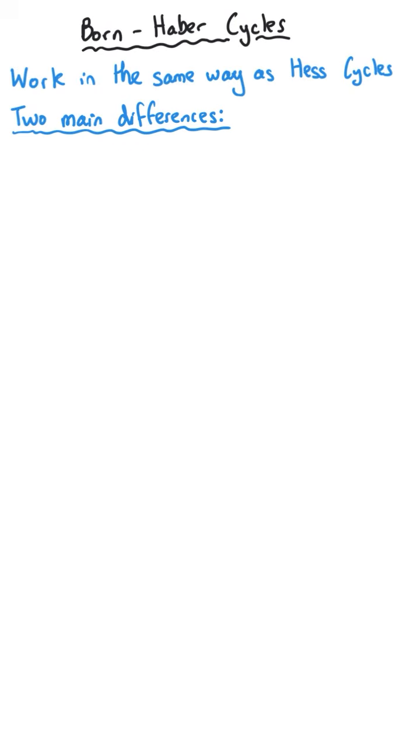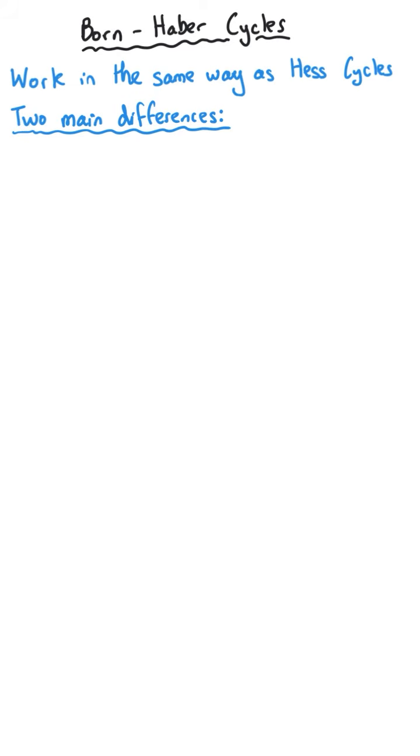There is a second type of enthalpy change cycle that you need to know about in the thermodynamics topic, and this is called the Born-Haber cycle, named after two German scientists, Max Born and Fritz Haber, and that's the same Haber who devised the Haber process. Born-Haber cycles work in exactly the same way as Hess cycles, which is that you can use them to work out an unknown enthalpy change value, but also the enthalpy change is still independent of route. It doesn't matter if you're using a Hess cycle or a Born-Haber cycle.